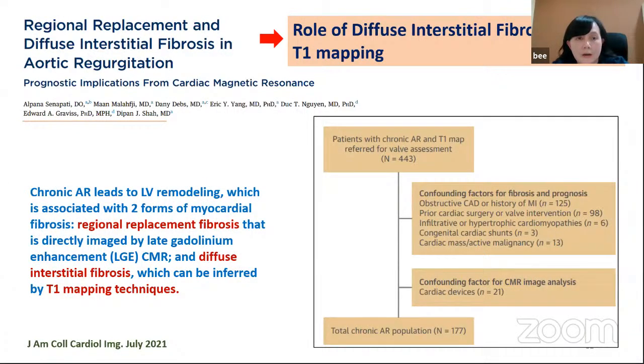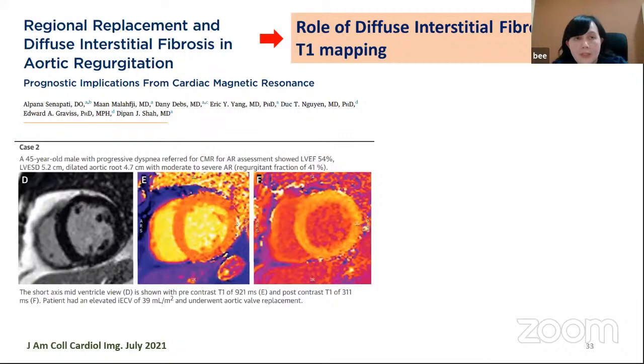Now moving on, I'm just going to be touching on the T1 mapping technique to diagnose diffuse interstitial fibrosis. Chronic aortic regurgitation leads to left ventricular remodeling, which is associated with two forms of myocardial fibrosis: regional replacement fibrosis and diffuse interstitial fibrosis. The presence of fibrosis indicates disease progression at the subclinical level. As we all know, regional replacement fibrosis can be conventionally diagnosed by the use of late gadolinium enhancement on MRI, whereas diffuse interstitial fibrosis, or reactive fibrosis, can only be picked up by T1 mapping techniques. And this paper, which was recently published in JACC Imaging, looked at the role of diffuse interstitial fibrosis using T1 mapping in patients having severe aortic regurgitation.